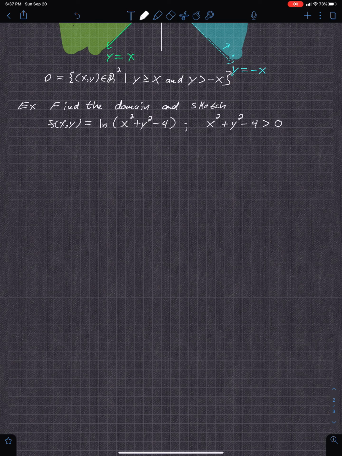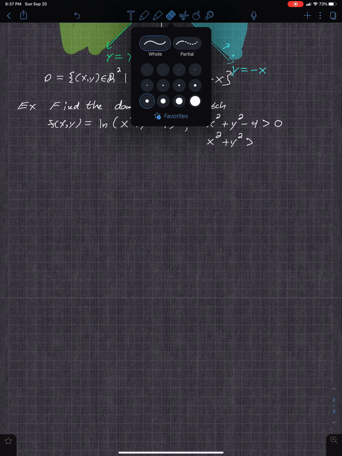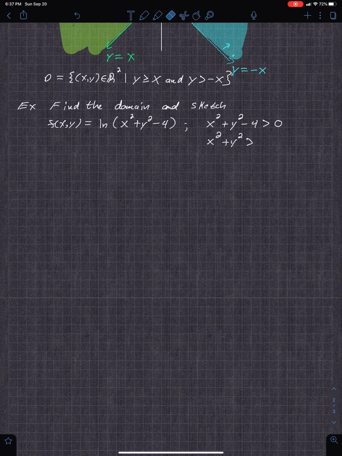And then what is that? When you simplify that, x squared plus y squared is greater than 4. That's a circle, right? But it's greater than that, and it's not included. So what that is, if you were to graph that, is a circle.